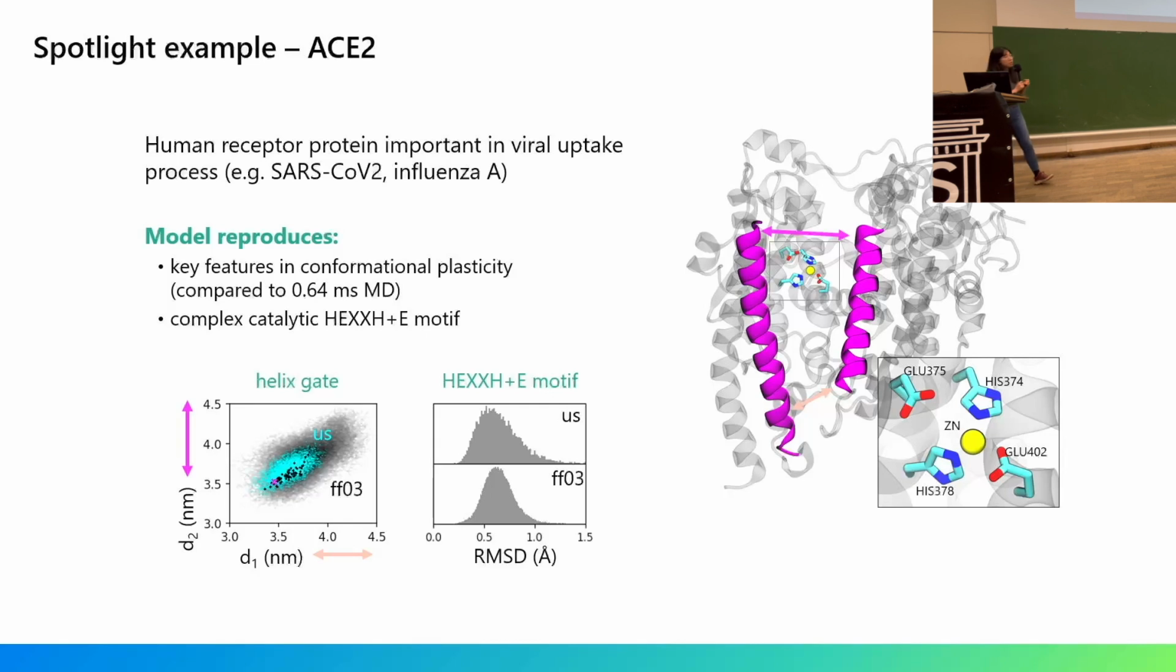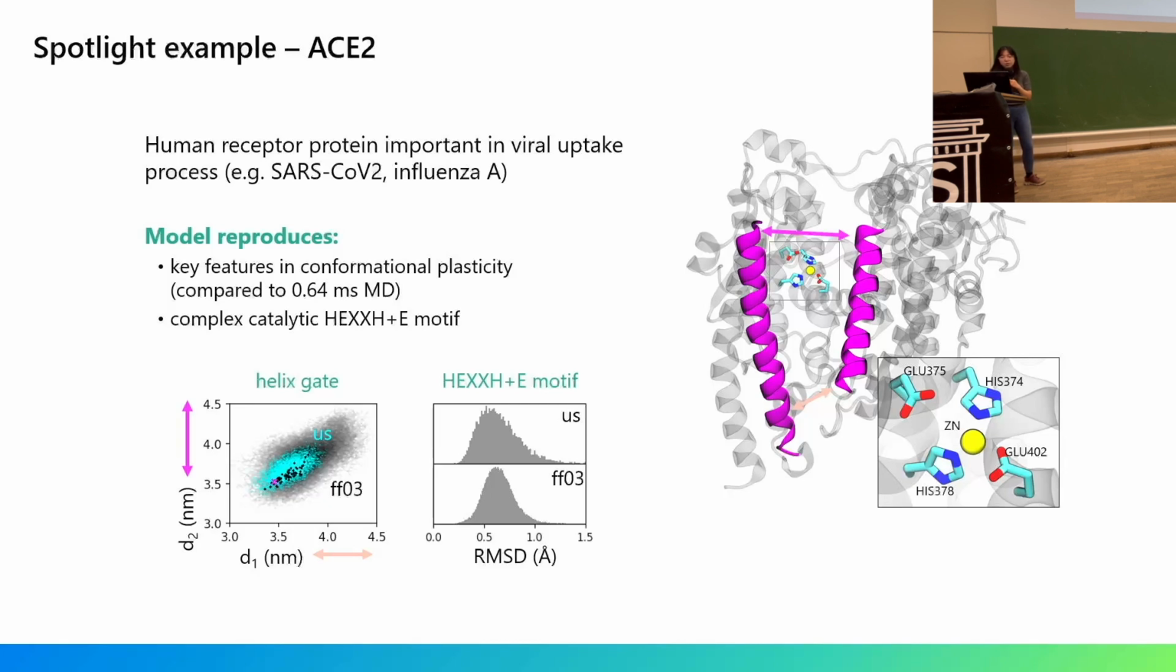So here, this is one specific example that we picked for analysis. This is called ACE2. For this protein, you can see there are two alpha helices labeled in magenta color, and they are kind of like gates that can open and close. And behind that, there is a catalytic site which can bind the zinc ion.